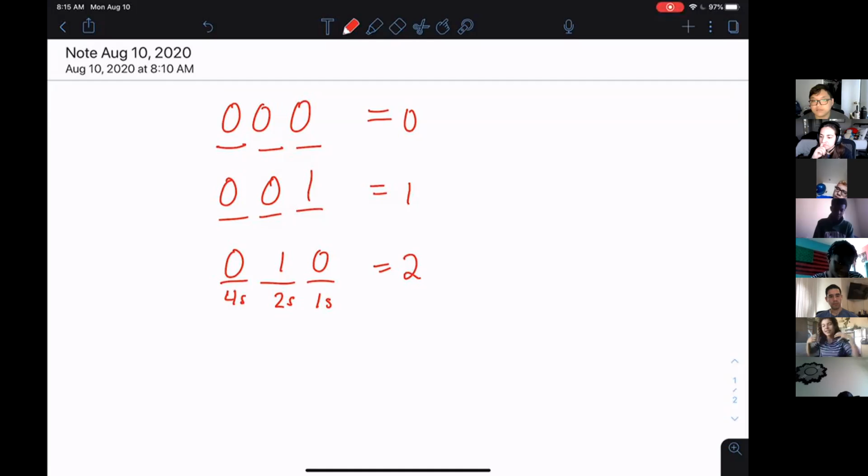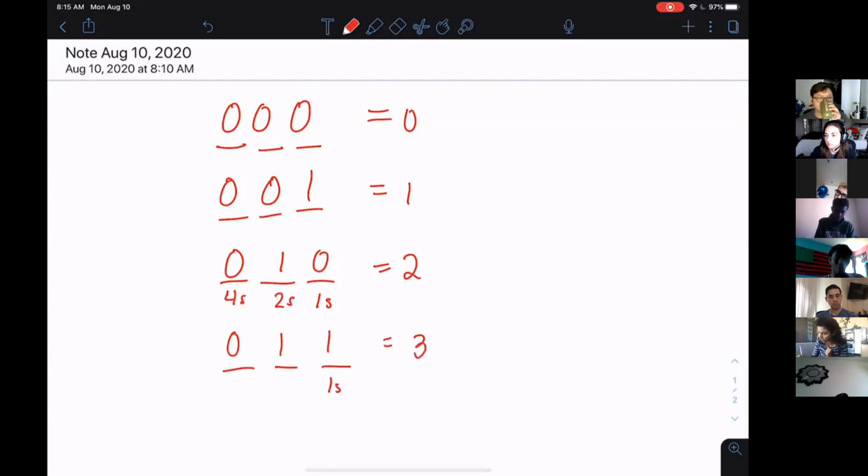If I want to represent the number 3, I just need to add on a 1. So it would be 0, 1, 1. This is not 11. This is the number 3. Again, a 1 in the ones place and then a 1 in the twos place, adding them together, I'll get 3. So we could go on and on forever, really.